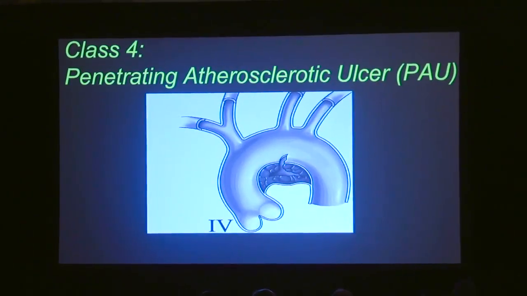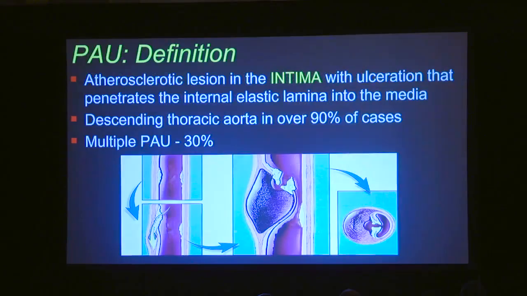So class 4 of the acute aortic syndrome is different than the first 3. The penetrating atherosclerotic ulcer is a lesion in the intima, because atherosclerosis typically occurs in the intima, and this is where it starts. And then there's ulceration that penetrates the internal elastic lamina and then goes into the media, and may result in associated hemorrhage in the wall of the aorta.